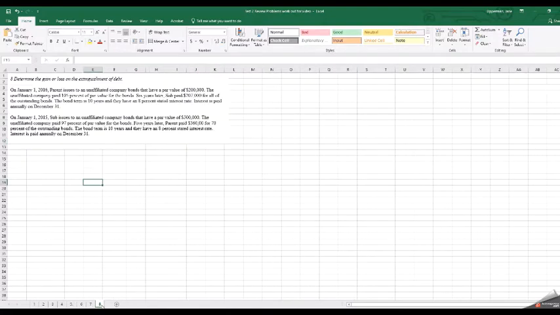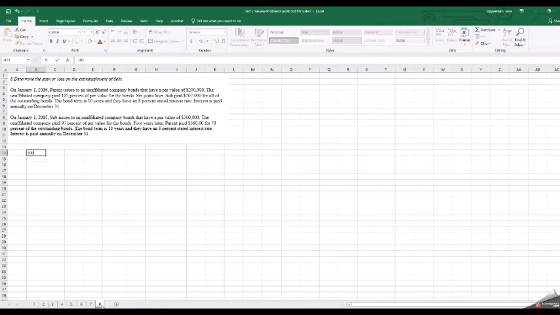Then we have a double-sided problem where we're determining just the gain or the loss and then the amount. So the parent issues to an unaffiliated company bonds that have a par value of $200,000. The unaffiliated company paid 105% of those bonds. Then 6 years later, the sub pays $207,000 for all of the outstanding bonds. The bonds had a 10-year term and 8% interest rate, and it's paid annually.